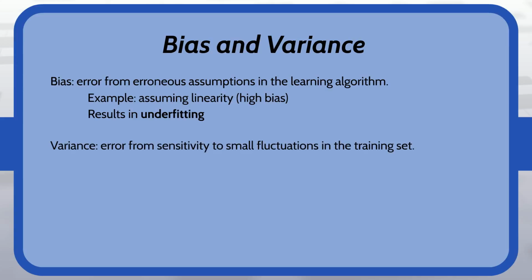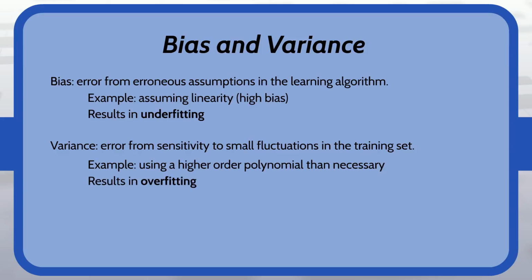On the flip side, we have variance, and this is error from sensitivity to small fluctuations in the training set. So instead of mapping the underlying trend, here we are just making our model too complex and picking up on the noise and the small fluctuations instead of the underlying trend. So an example would be using a higher order polynomial than necessary. Perhaps the data is linear and we try to map it with a polynomial. This is going to give us perfect accuracy on the training set. However, it's not going to be able to predict future data because we've missed that trend. So this is a result in overfitting.